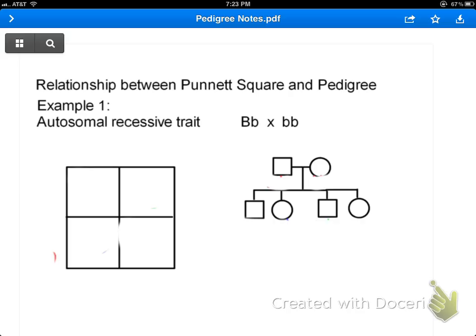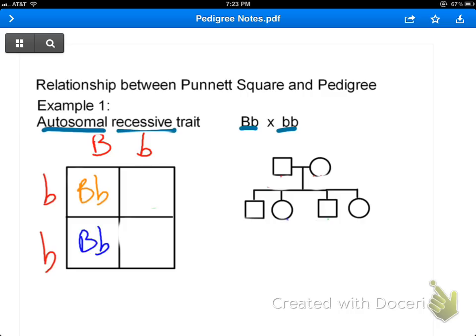Here's a relationship between a Punnett square and a pedigree, because you will be asked to do that. So in these directions, I tell you that the pedigree is autosomal recessive, and I give you the genotype for each of the parents. So you're going to complete a Punnett square as you normally would, putting the genotypes of one parent along the top and the other parent along the side. And then when you fill in the Punnett square, you'll find out the genotypes that represent all of the offspring possibilities.